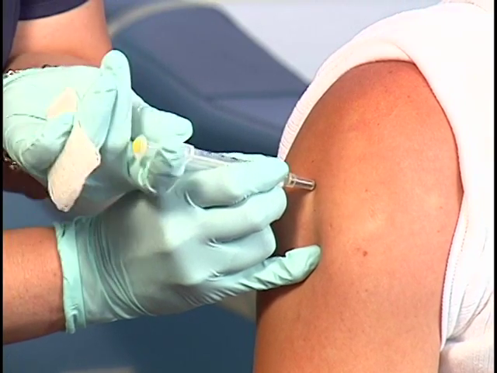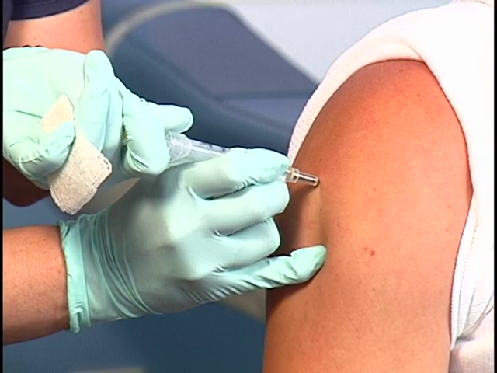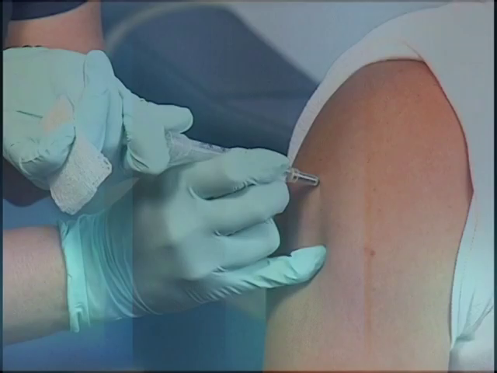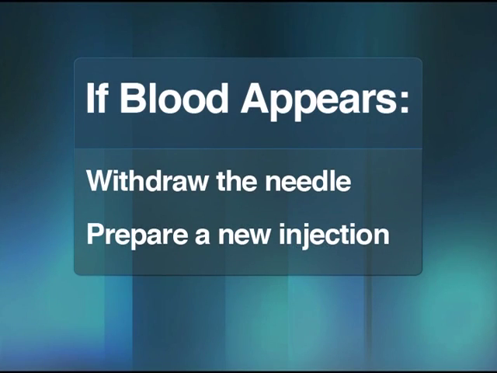Hold the syringe steady and pull back gently on the plunger to determine if the needle is in a blood vessel. If the medication intended for intramuscular administration is injected into a blood vessel, the result is faster absorption of the medication. This may produce undesirable results. If blood appears in the syringe, withdraw the needle, prepare a new injection, and begin again.